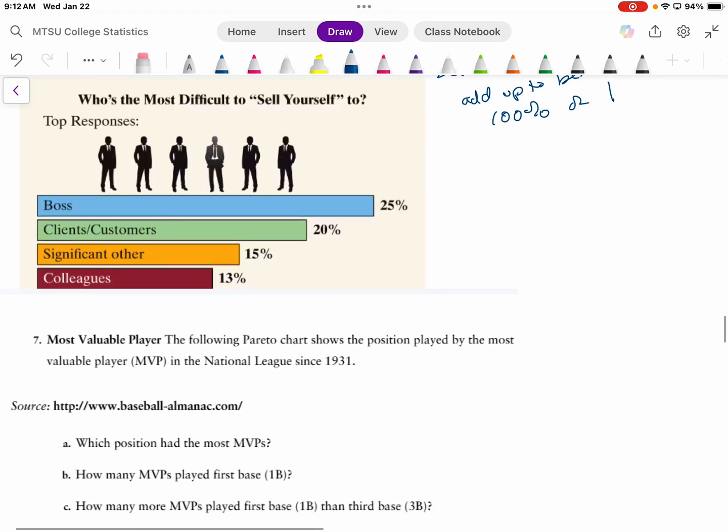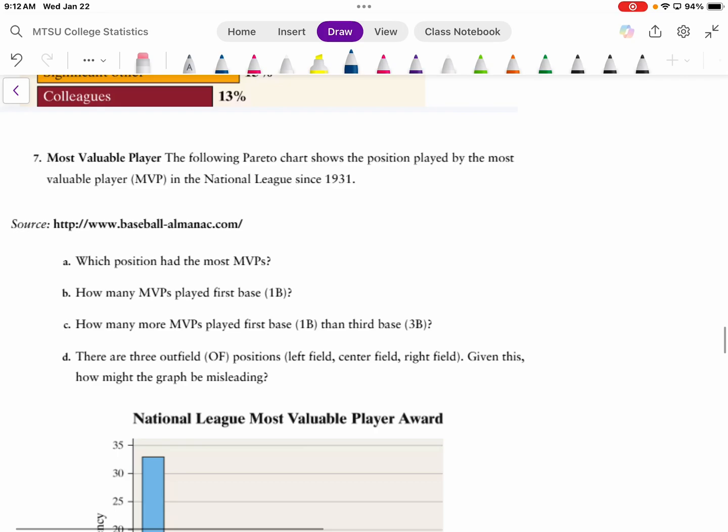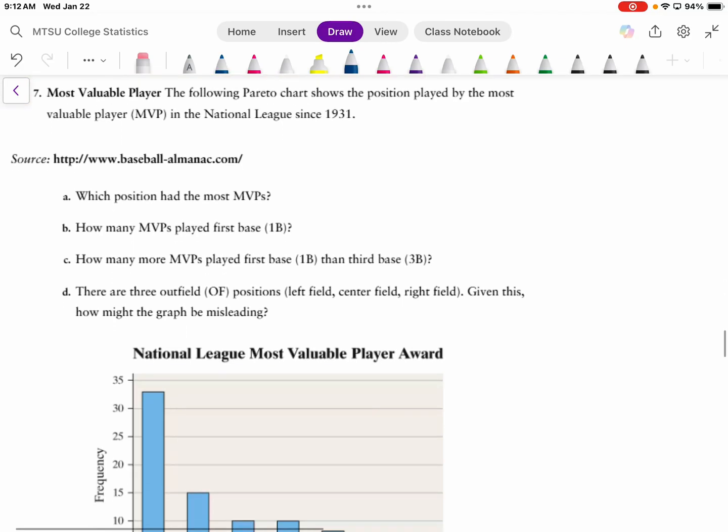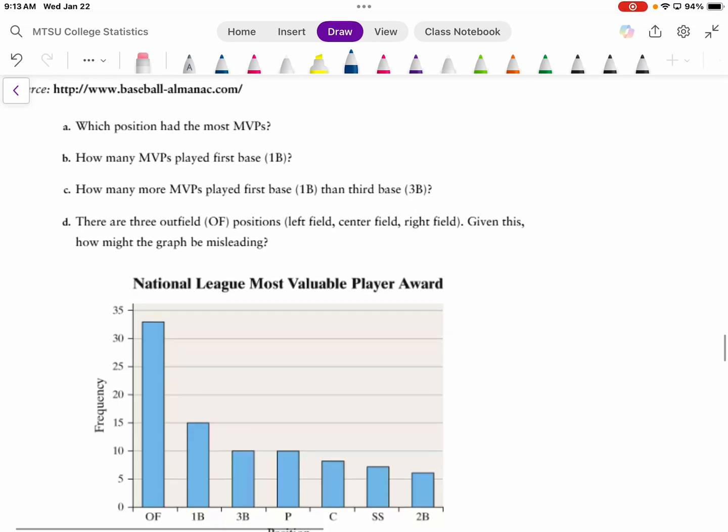Okay. Number 7, most valuable player. The following Pareto chart shows the position played by the MVP in the National League. Which position had the most MVPs?